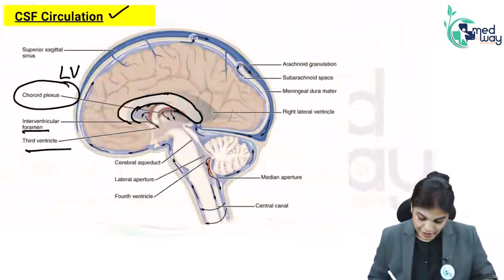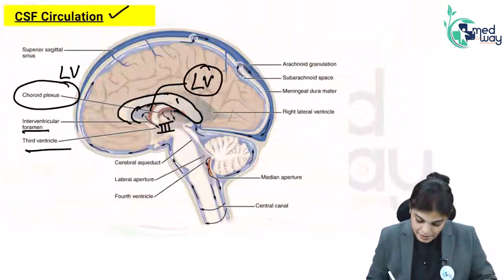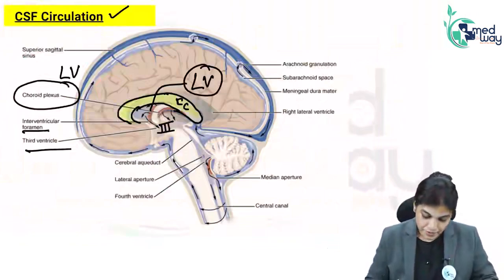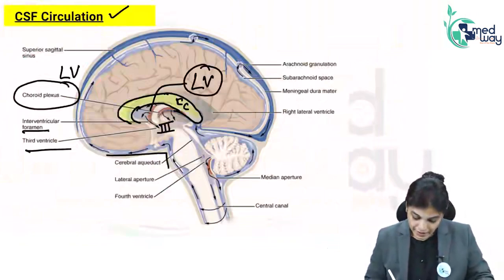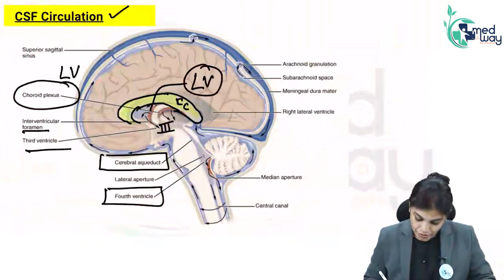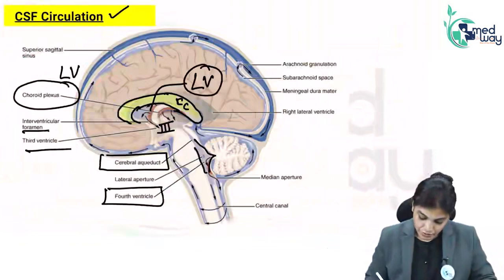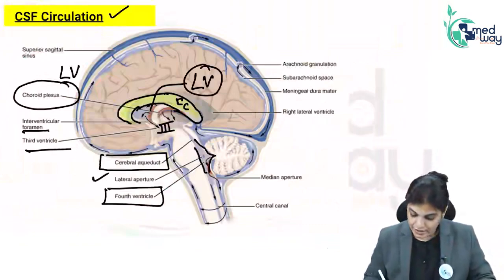It reaches the third ventricle. So this is the third ventricular location. Here will be the location of the lateral ventricle, and this is CC for corpus callosum. From the third ventricle it will communicate via the cerebral aqueduct to the fourth ventricle. In the fourth ventricle, you can see this is the outline, there are lateral apertures and a median aperture.